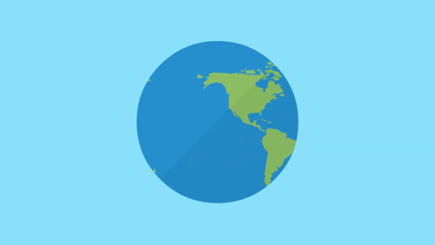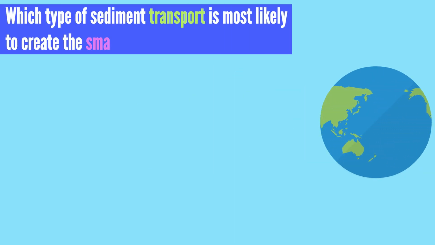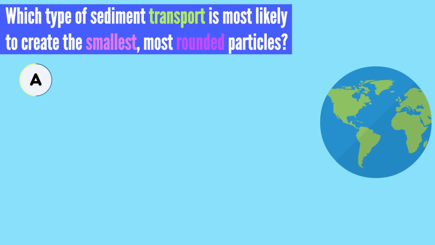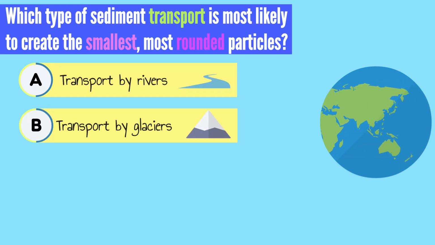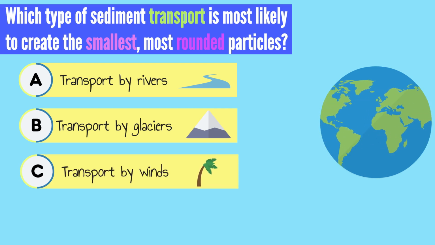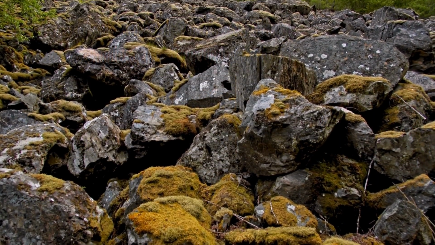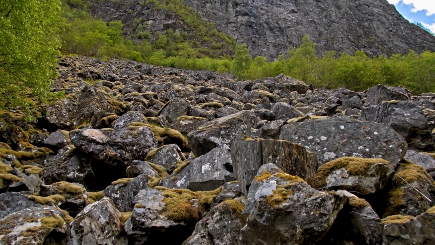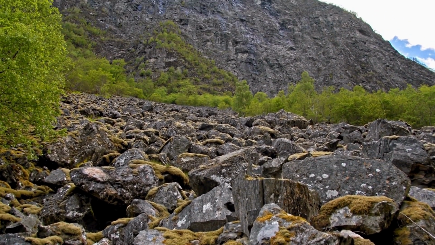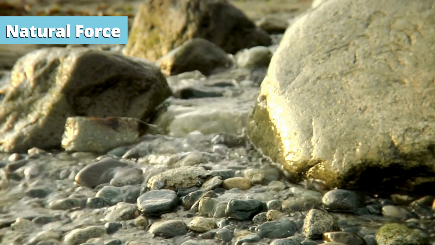Here's your additional challenge. Sediments are transported by various forces across the Earth. Which type of sediment transport is most likely to create the smallest, most rounded particles? A. Transport by rivers. B. Transport by glaciers. C. Transport by winds. D. Transport by ocean currents. Guiding question: consider which type of transport involves continuous movement and abrasion, causing the sediments to break down into smaller, smoother particles over time. Think about which natural force would most effectively create tiny rounded grains.